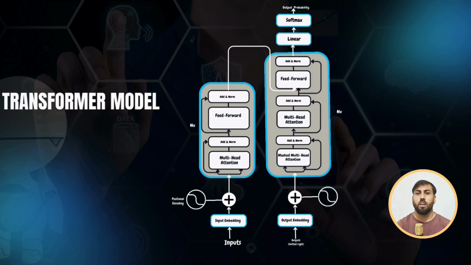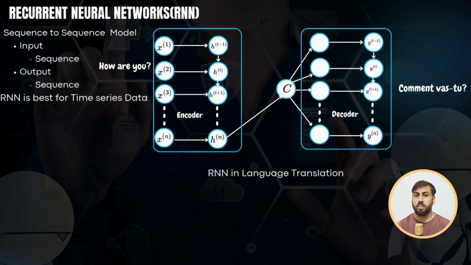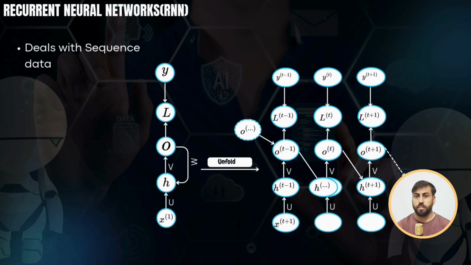Let's get started. RNN, or recurrent neural network. These models were groundbreaking in their time. They are specifically designed for sequence data, meaning they process information one step at a time, which makes them great for tasks like language translation, sentiment analysis, and time series prediction. Imagine an RNN as having a sort of memory. They can remember previous input, which helps them understand context in the sequence, like the previous word in the sentence.